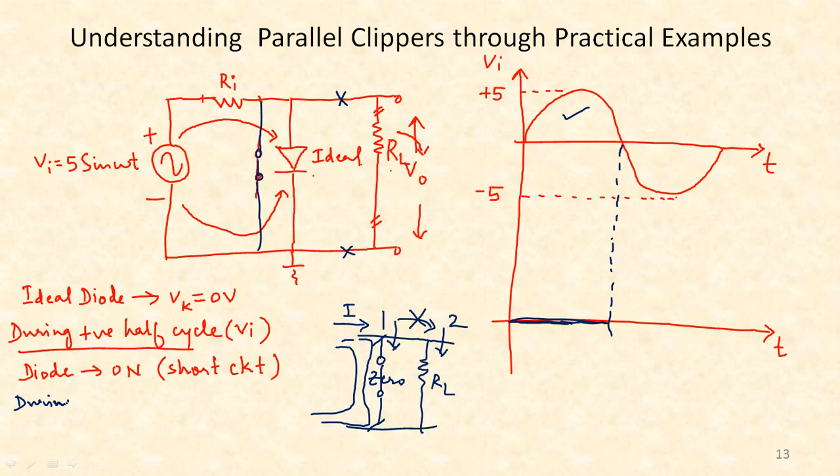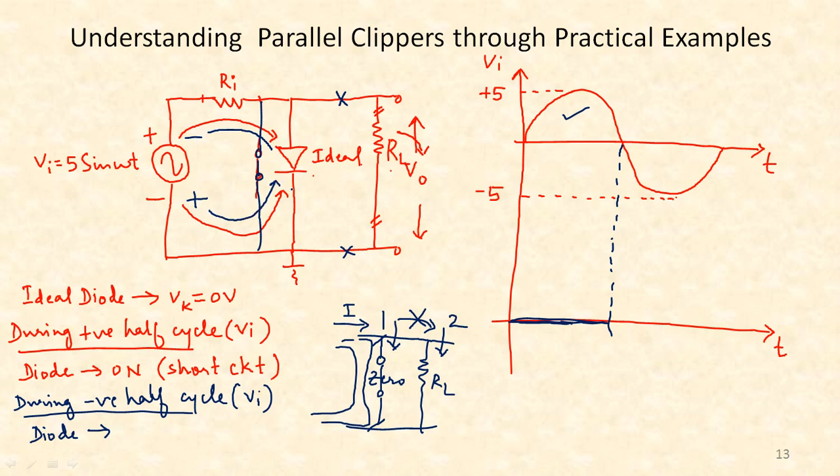Alright, next, during the negative half cycle, what happens to the diode? Now I am applying negative voltage to the anode and positive voltage to the cathode. So what will be the status of the diode? Will it be on or off, students? Off, sir. Yes, it is off. So when it is off, it behaves like an open circuit.